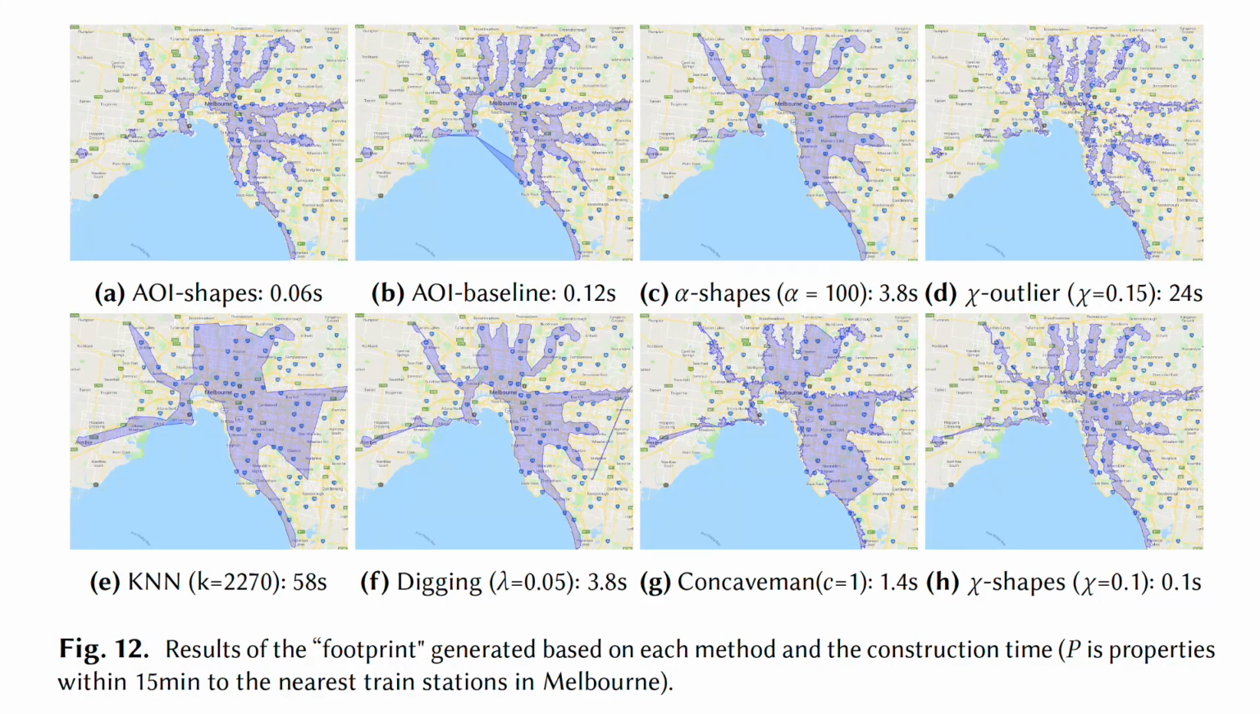In the paper, we first report a few results of different methods based on the same query. The result that is most similar to our AOI-shapes is the outlier method. It is able to recognize outliers and multiple regions, but not able to detect holes. However, it takes 24 seconds to generate the result, compared to 0.06 seconds in AOI-shapes for the same query.